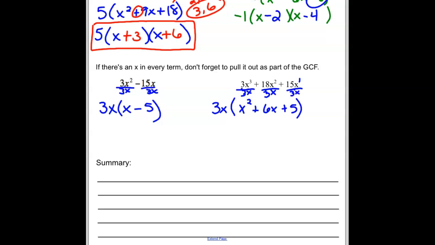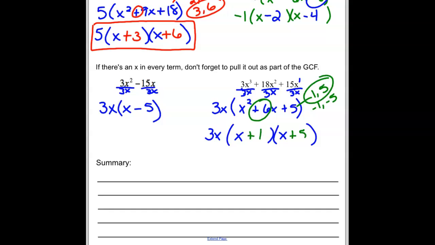And now we do still have an x squared, so we're going to try to break that up a little bit more. X squared splits into x and x. The 5, only factors of 5 are 1 and 5, or both negatives. Since our middle term has to be a positive 6, we want to use the 1 and 5. So my final answer would have 3 factors, a 3x, an x plus 1, and an x plus 5.